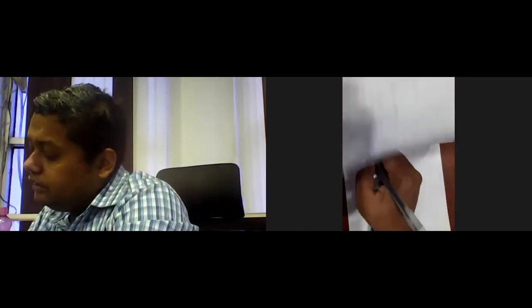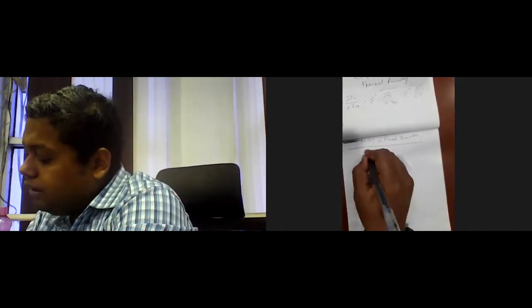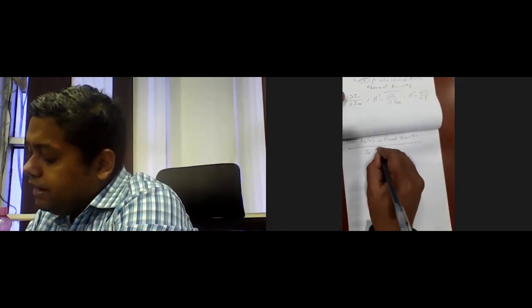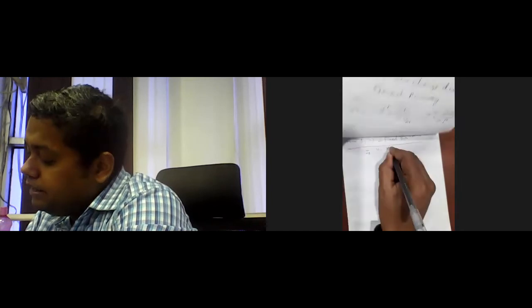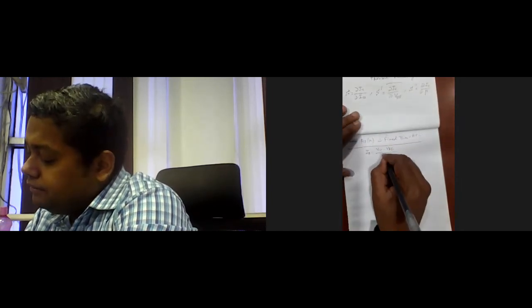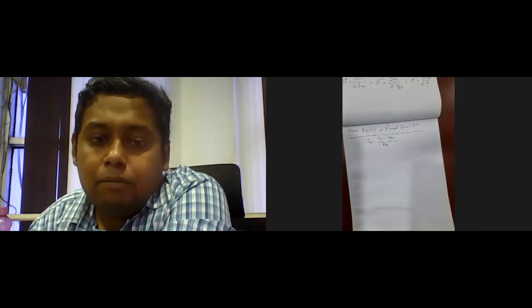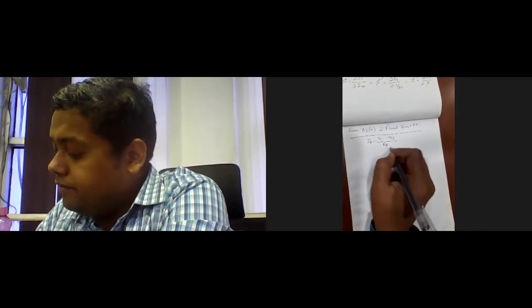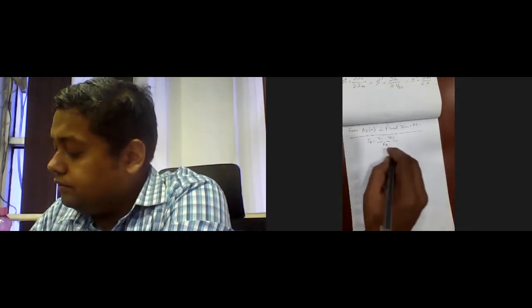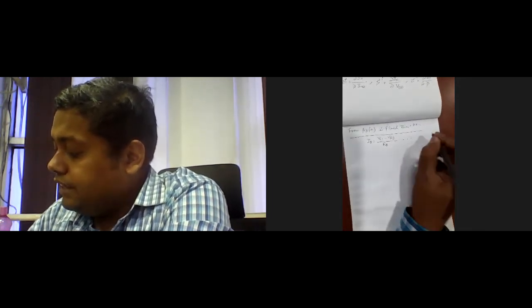It is denoted as IB equal to VCC minus VBE by RB. IB equal to (VCC minus VBE) by RB. Okay, so this is considered as the IB. It is from figure A.